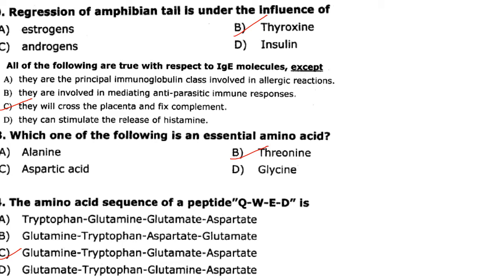Then next one. Which of the following is an essential amino acid? Answer is option B, that is threonine. The amino acid sequence of a peptide QWED is. So they have given the bioinformatic codes for each particular amino acid. So Q stands for glutamine, W stands for tryptophan, E stands for glutamate, and D stands for aspartate. So answer is option C.